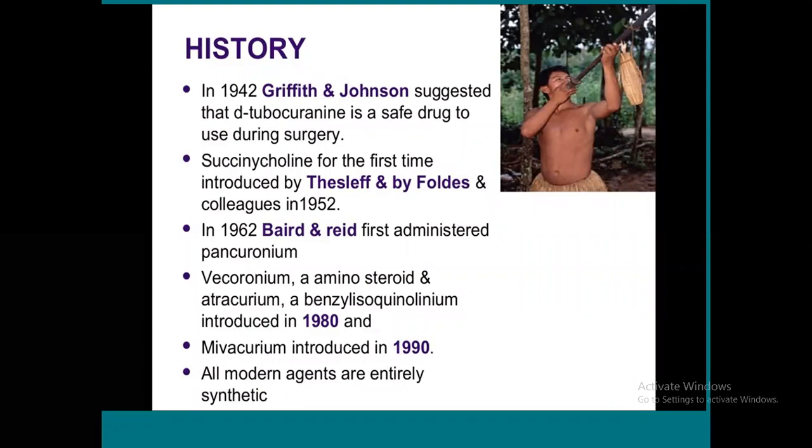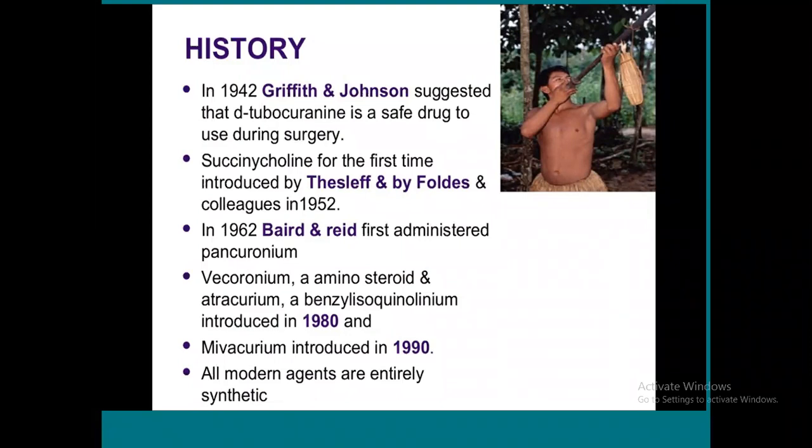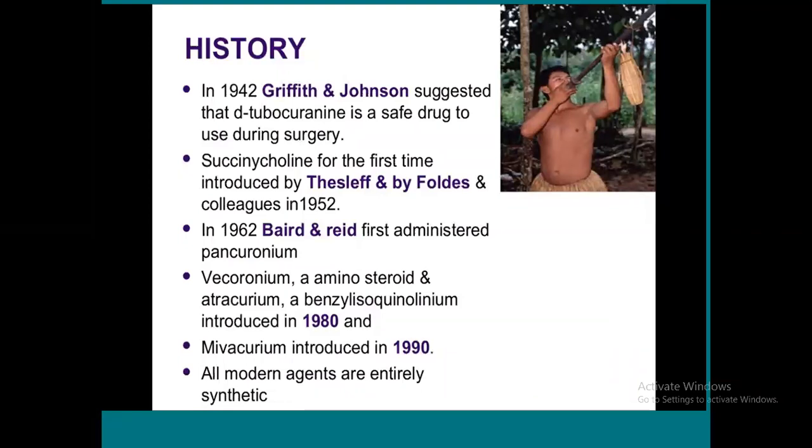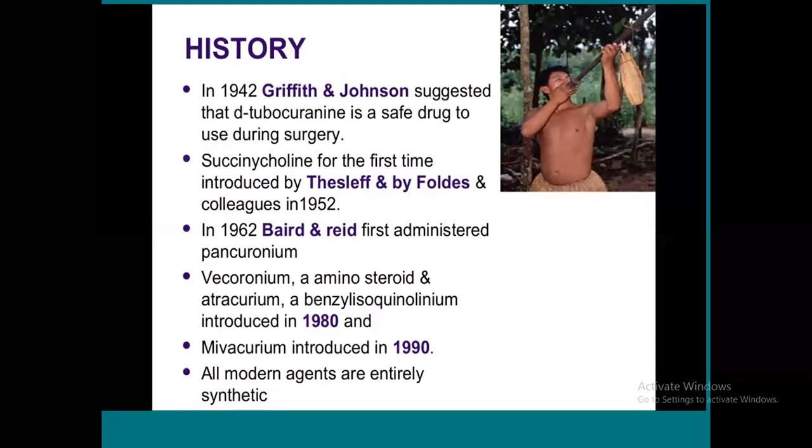This is a disadvantage for some patients. If they have a cardiac problem, tachycardia is very, very deleterious. They can also die. So now the advancement has come to vecuronium. It's an aminosteroid, and atracurium, which I said, is the other type, a benzylisoquinolinium. Mivacurium was also introduced in 1990. The modern drugs like rocuronium and even vecuronium come in the steroidal group of non-depolarizing muscle relaxants.